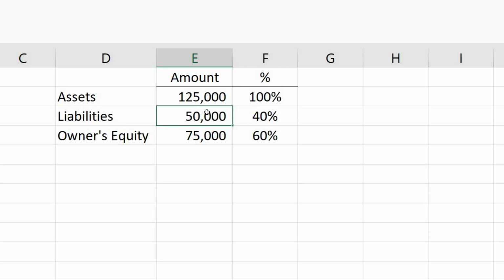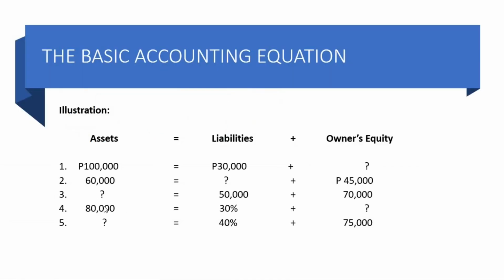The other way of computing it is yung very simple. You just deduct 75,000 from 125,000. So, that is 125,000 minus 75,000. So, that's a total of 75,000. So, again, if you have questions regarding this illustration, feel free to ask me during our online class. So, we're done with the basic accounting equation.